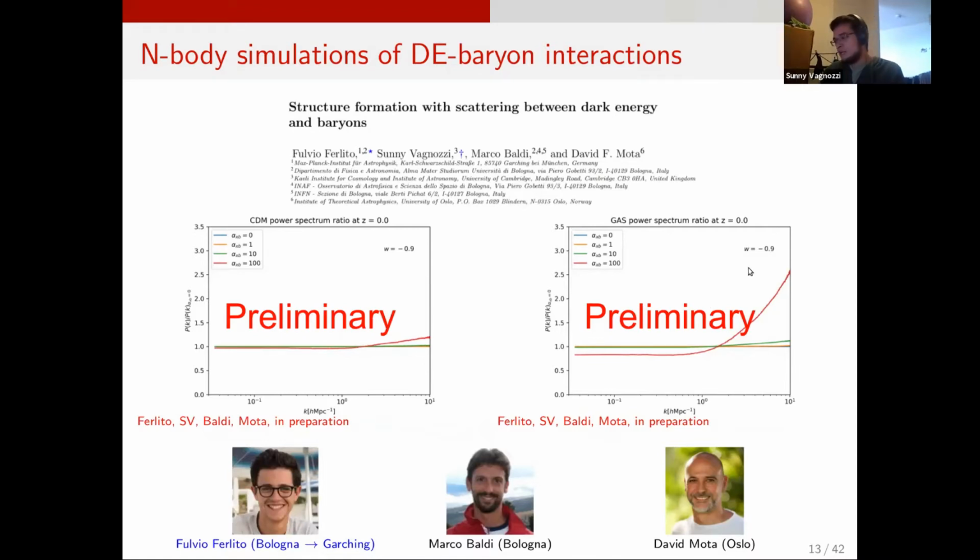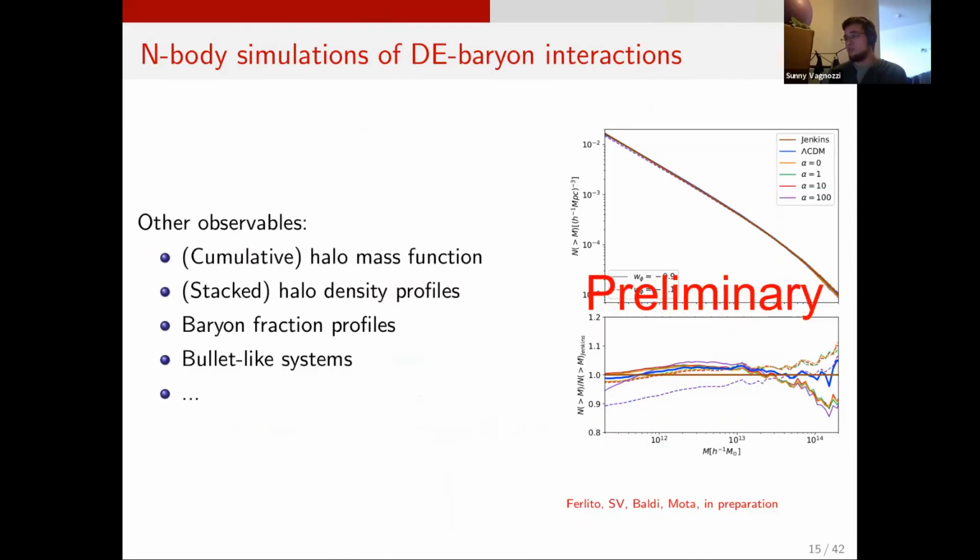And besides large-scale structure clustering, we're looking at other types of observables, such as halo mass function, halo density profiles, baryon fraction profiles, or even systems like the bullet cluster. Because now, if you get dark energy talking to visible matter, you will get a separation. Dark energy is going to pull away the baryons from the dark matter profiles. And so you can hope to see some difference in systems like the bullet cluster, where you see a clear separation between gas and dark matter.